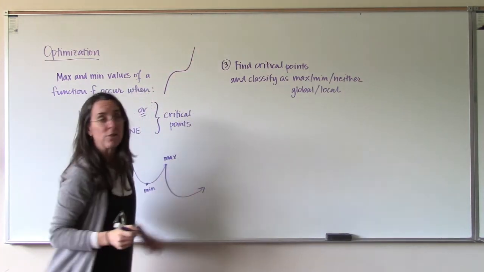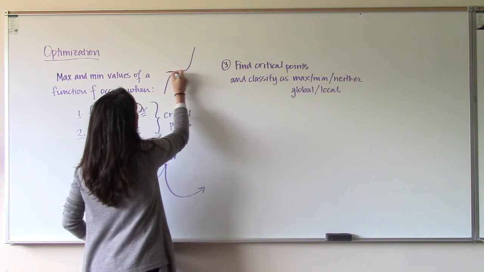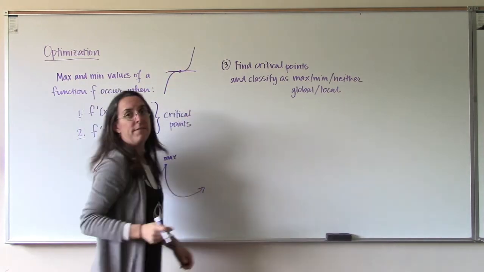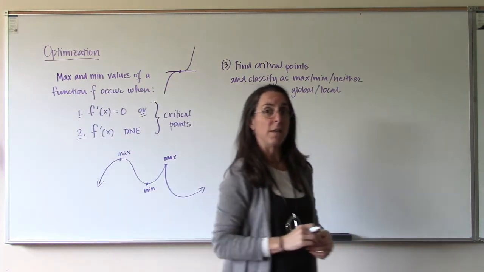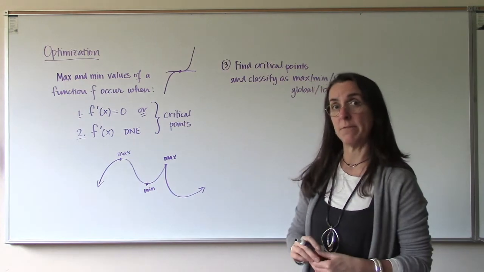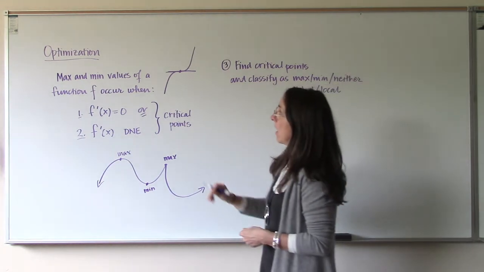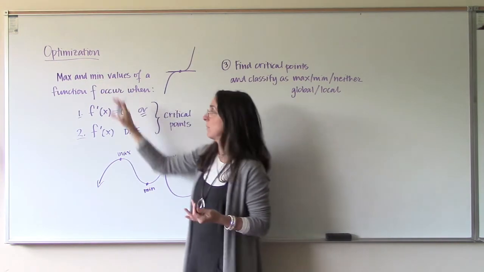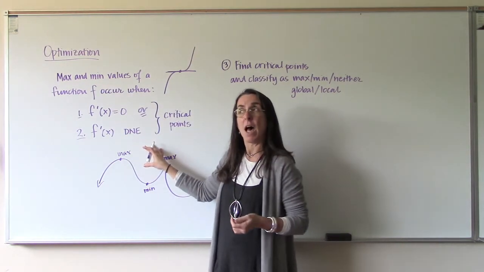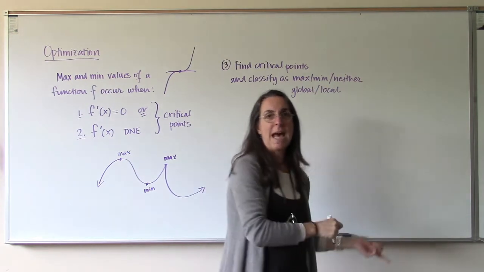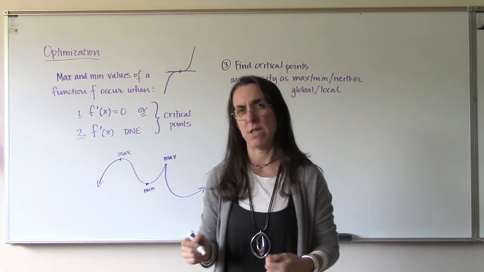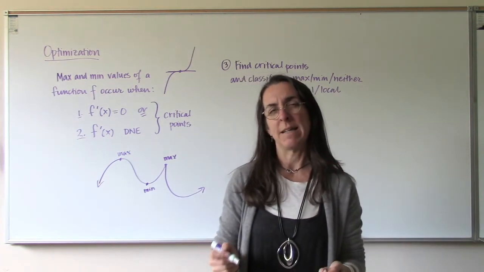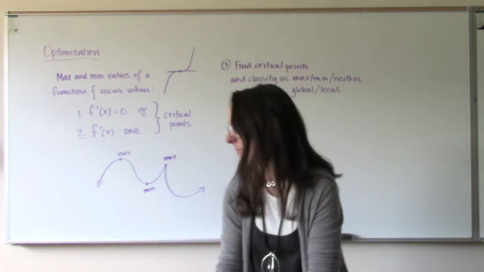If you have a curve that goes like this, you could have a tangent line there that's horizontal, but that's not a max or a min, right? So optimum points, max and min points, will definitely occur at a critical point, but just because you're at a critical point doesn't guarantee that you have a max or a min. Does that make sense? Okay.